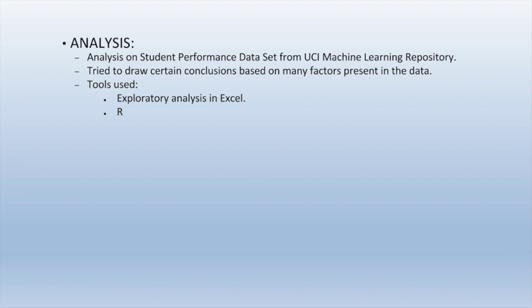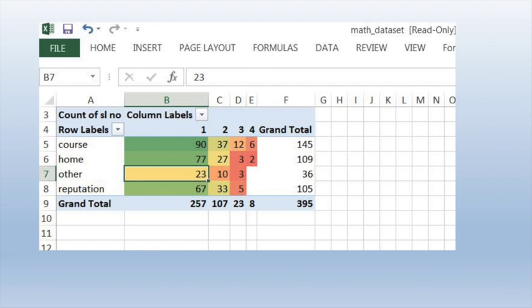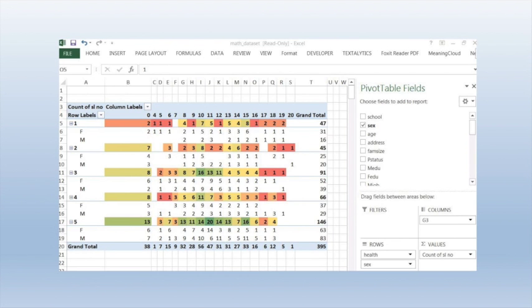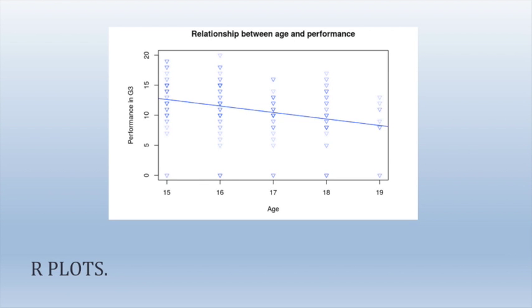What we initially did was we opened our dataset in Excel, constructed pivot tables between various attributes, and saw the relationships between them. As you can see, these are the pivot tables that we constructed based on the relationships between various attributes. We also did some predictive analysis by building a linear model using linear regression. As you can see, this is a plot which shows linear regression.